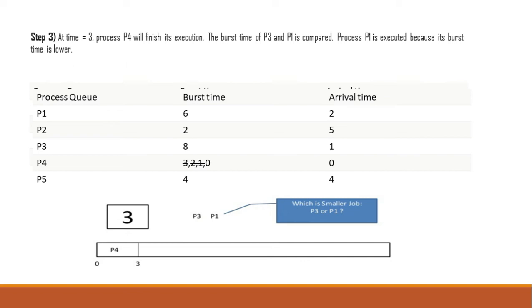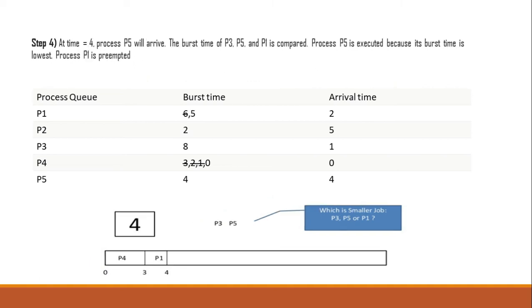At time 3, no process comes into the environment. Therefore, we check the queue only. Here, two processes are available, P3 and P1. P1 has a lesser burst time, so P1 executes first for 1 unit of time. After P1 executes, P5 comes into the environment.